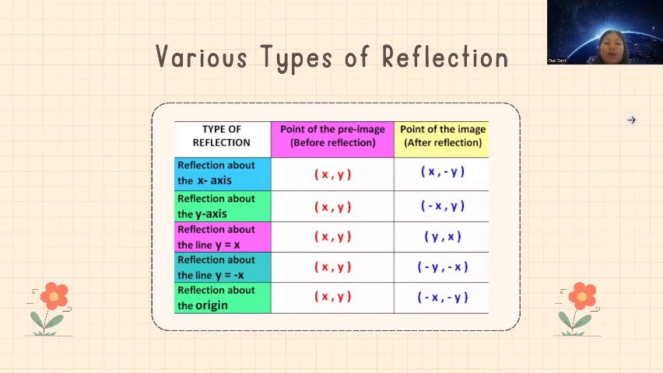2. Reflection about the y-axis. Here the vertical height remains constant, while the horizontal point changes. Therefore, a point A (x, y) will be reflected to (-x, y). 3. Reflection on the line y = x.